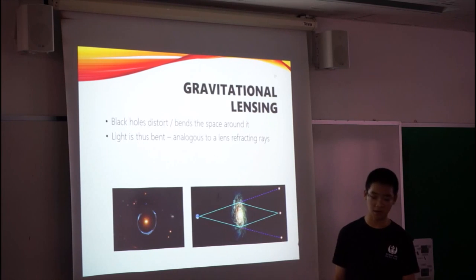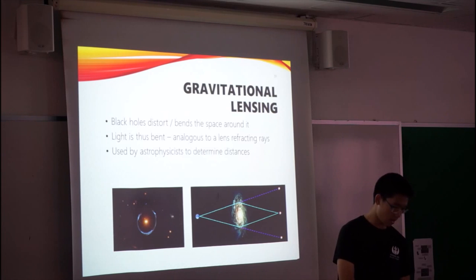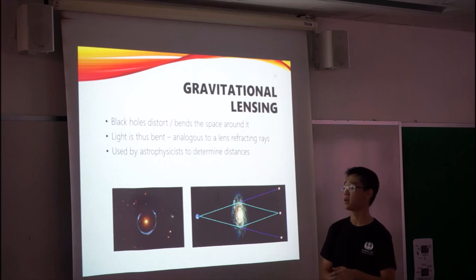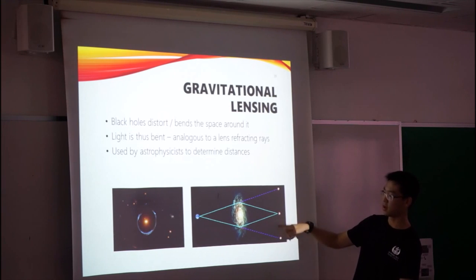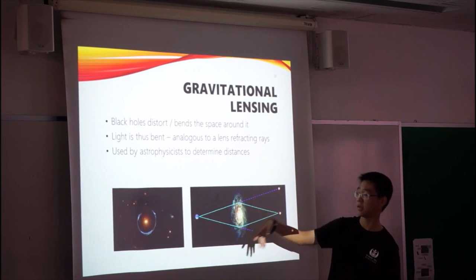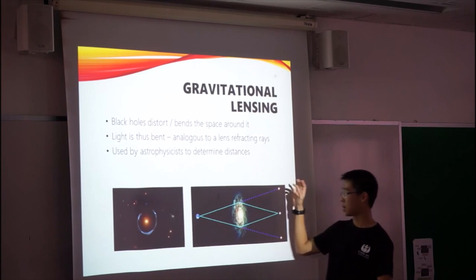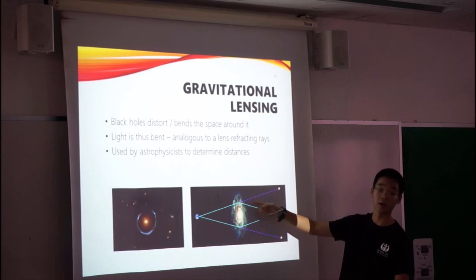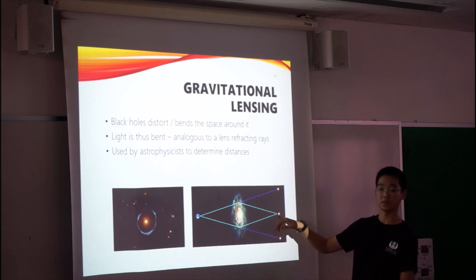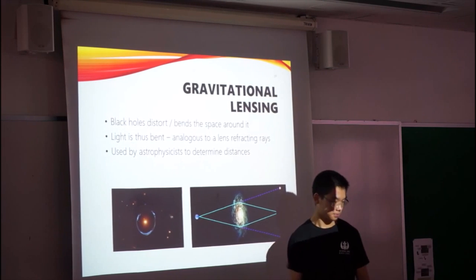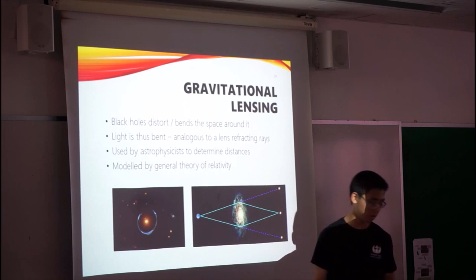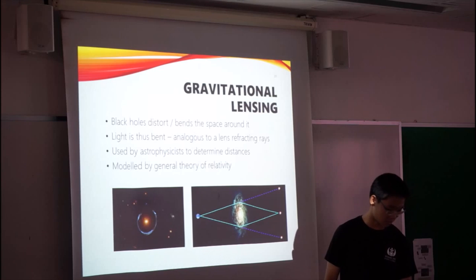Its application is not only there to be cool, it's also used by astrophysicists to determine the distance between the gravitationally lensed celestial object and us. If we know the mass, its radius and its distance, and to what extent the light is bent, which is essentially this angle here, we'll be able to tell how far away this thing is, and therefore how far from us. This phenomenon is modeled by the general theory of relativity, which I'm not talking about because I don't know it.